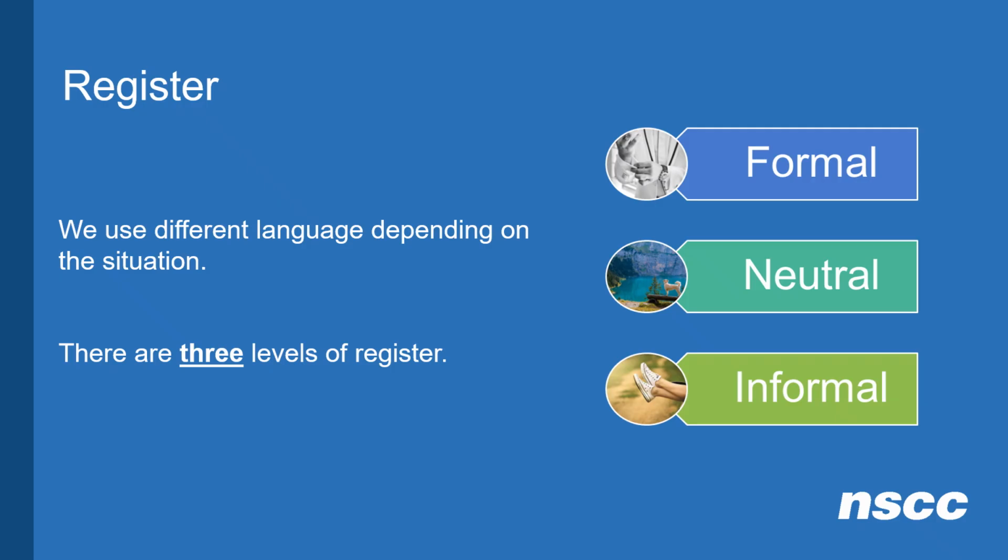As we saw on the previous slide, we use different language depending on the situation and on the individual or individuals we're communicating with. We use different formality in spoken and in written language. The language choices we use to speak with a manager are different than the choices we make when speaking with a friend. That's because we use different language depending on the situation and on our comfort level with the individuals we are communicating with. There are 3 levels of register. They are formal, neutral, a balance between formal and informal language, and informal.